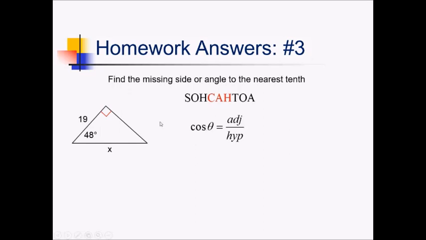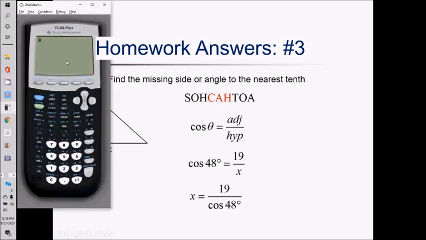So we can say the cosine of our angle, cosine of 48 degrees, equals our adjacent side. Again, that's the non-hypotenuse leg. So that's this 19 here. And that's going to be over our hypotenuse of x. To solve for x, I multiply by x and then divide by cosine of 48. So basically switching the x and the 48 to get 19 over cosine of 48 degrees. And we'll need the calculator for this part. So on my calculator, I've got 19, and then I'm dividing that by cosine of 48. Enter. It gives me 28.4.